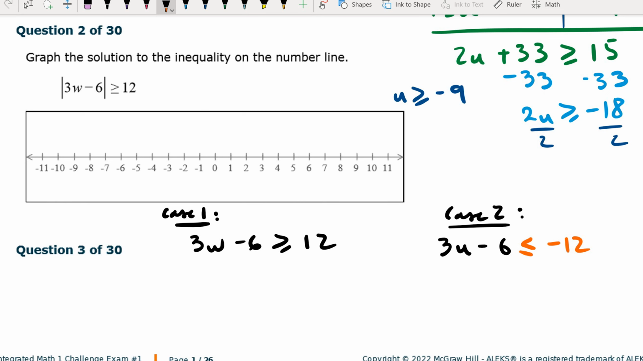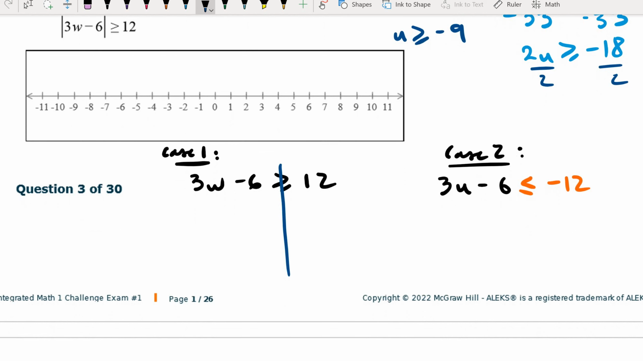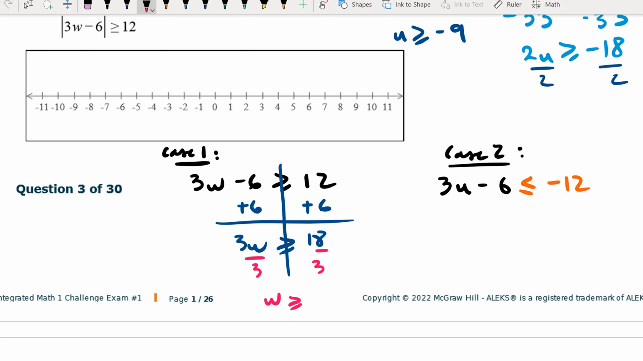Okay. The steps of solving are like usual. We're going to isolate the variable by adding 6 to both sides. 3w greater than or equal to 18. And then we divide by 3 on both sides. We have w greater than or equal to 6. So we're going to start at 6.